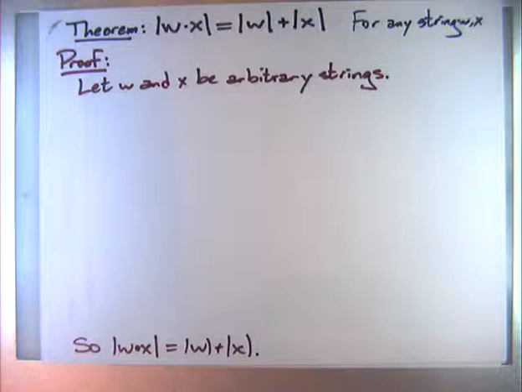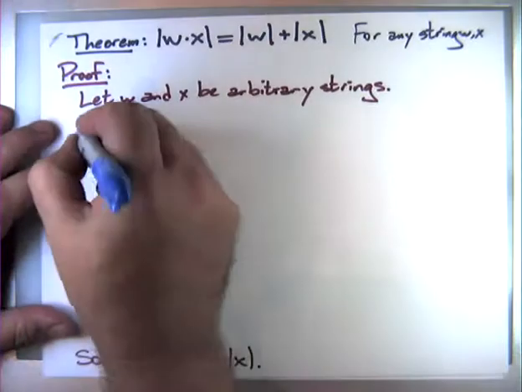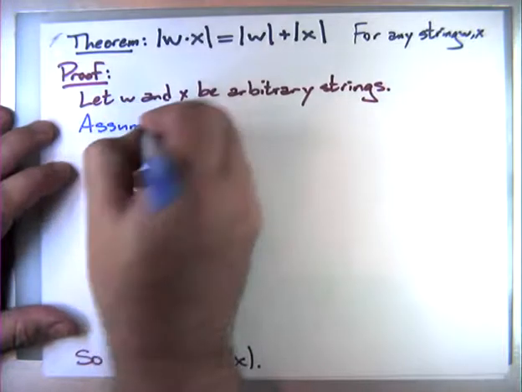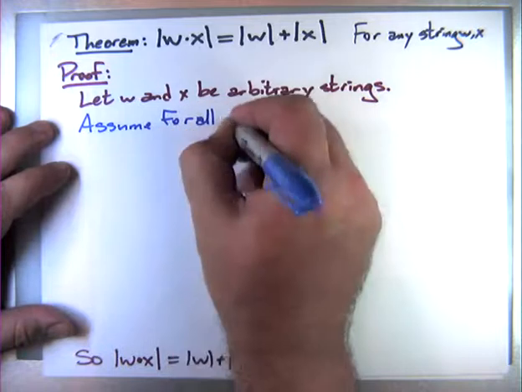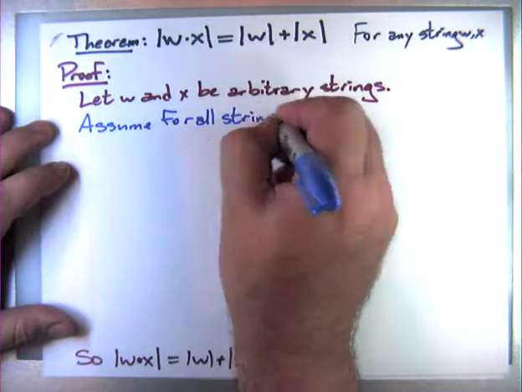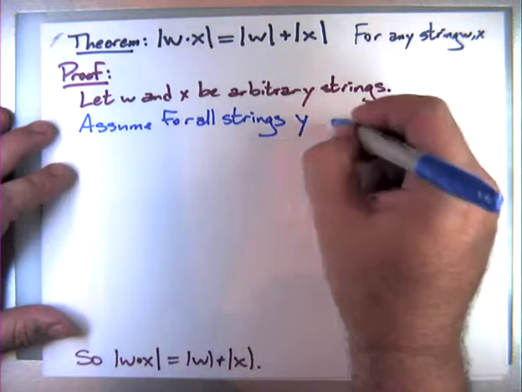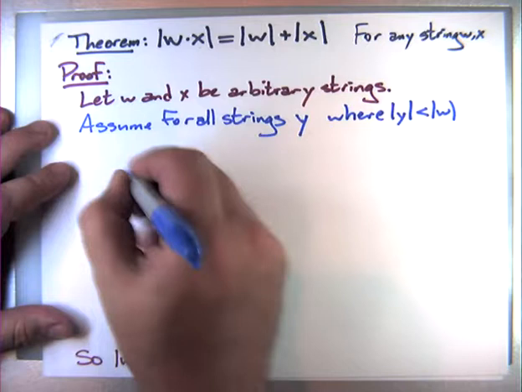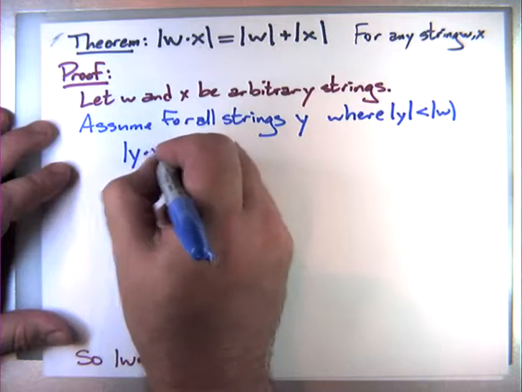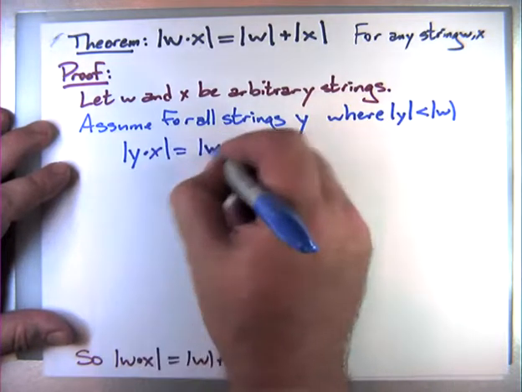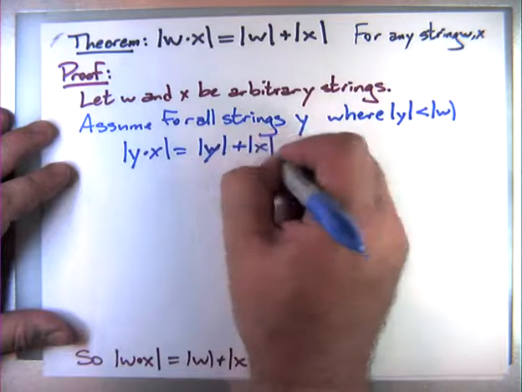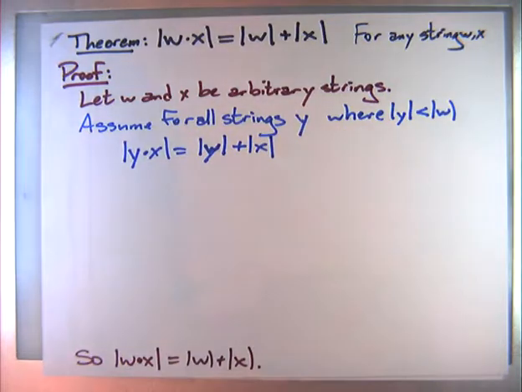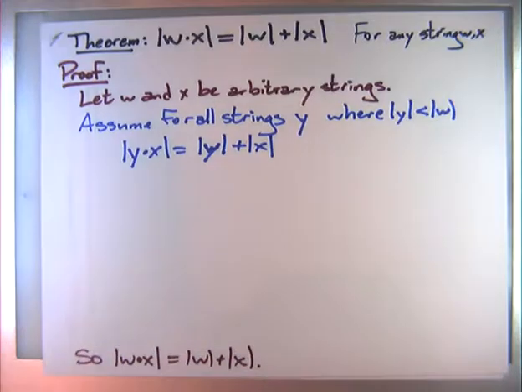And so my induction hypothesis is going to be assume for all strings, I can't call it X, so I have to go to the next letter, Y, where Y is less than W, that we have Y dot X has length, length of Y plus length of X. Okay. I'm only doing induction on W. I'm not doing induction on X.